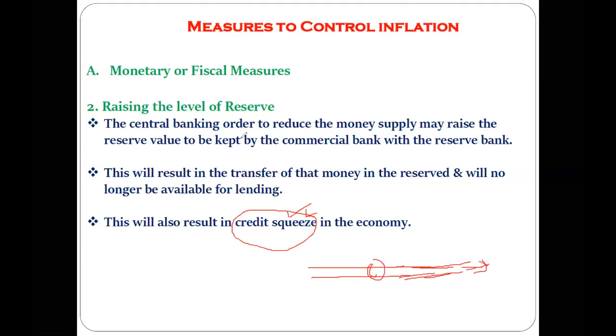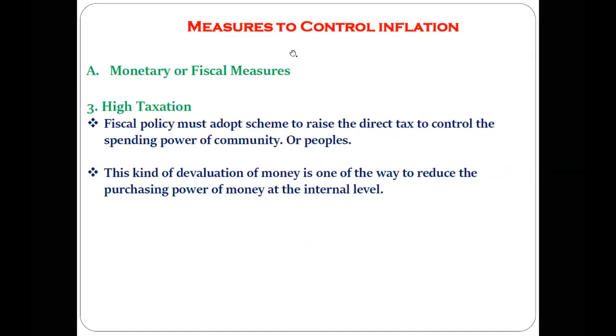Understood? So because of raising the level of reserve, the central bank can manage to reduce the money supply, and if the money supply gets reduced, the lending can get reduced. Okay, लोकांना पैसे देण्याचं जे प्रमाण आहे, loans, that will get reduced, and if that gets reduced, definitely demand can be controlled, people's spending can be controlled, and then because of that inflation can be controlled.